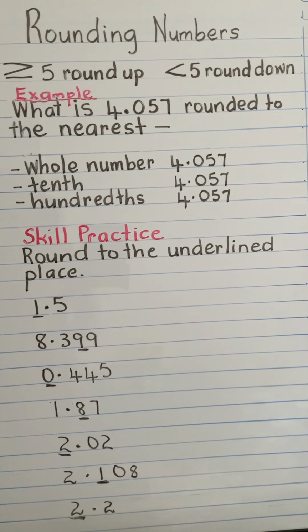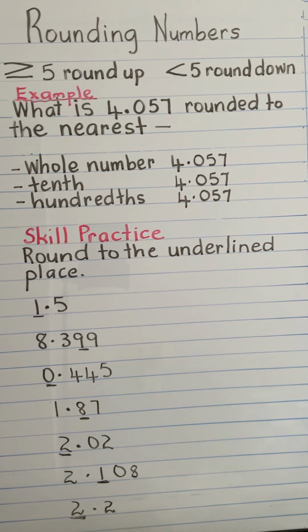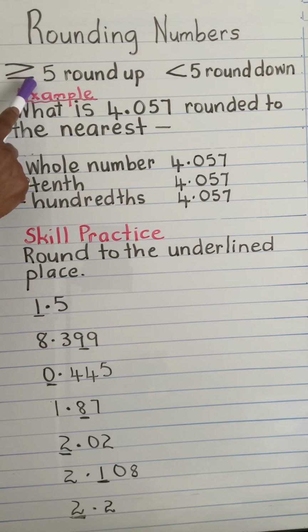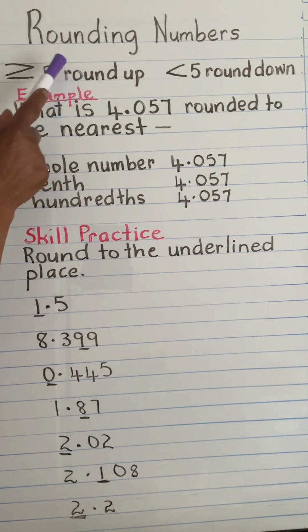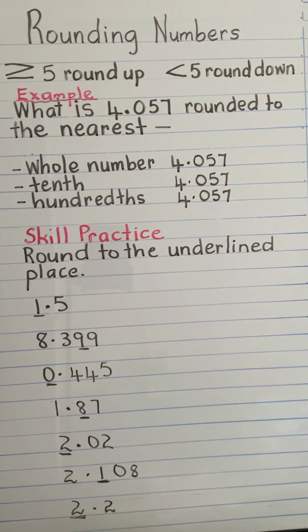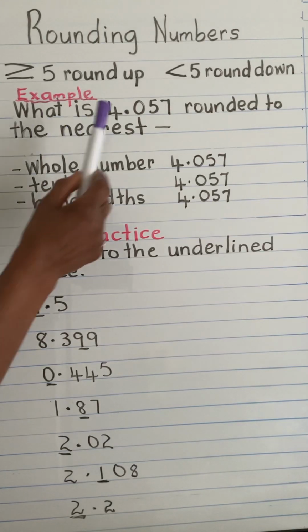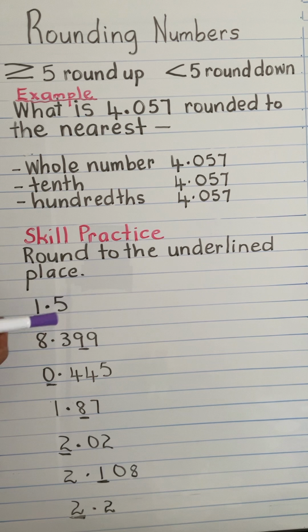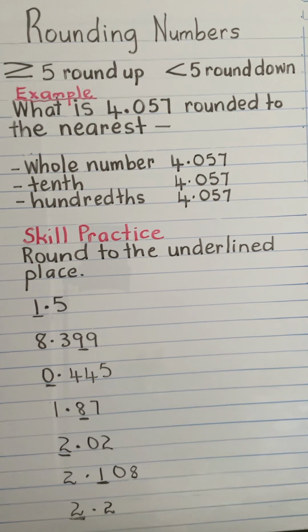So let's get started. Before we go into the examples, let's go over the basic rules for rounding. If the number you're rounding is greater than or equal to 5, you round up. Round up means you add 1 to the rounding number or the rounding place. If the number is less than 5, you round down. That means the number in the rounding place remains the same. So let's get into our example.